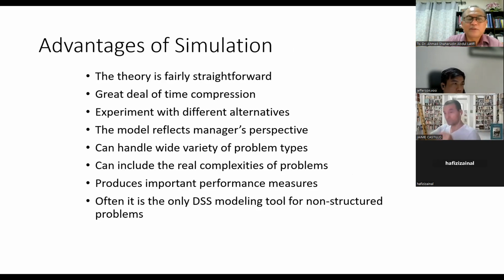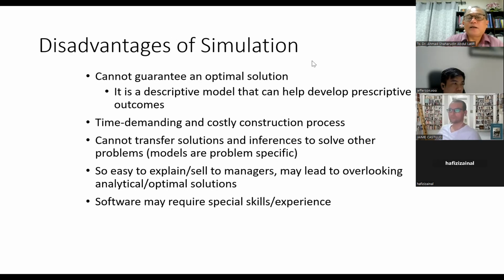So the advantages of simulation: the theory is straightforward, and there is time compression. Disadvantages: it doesn't give an optimal solution, and it is time demanding.